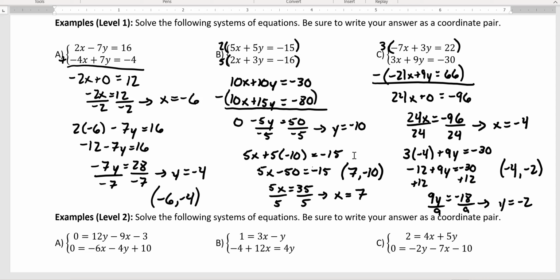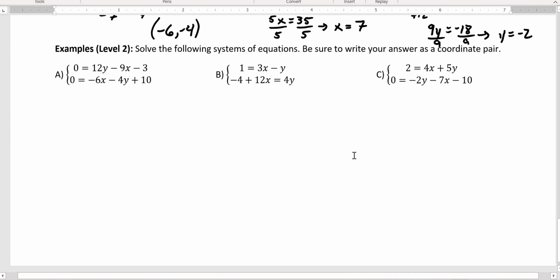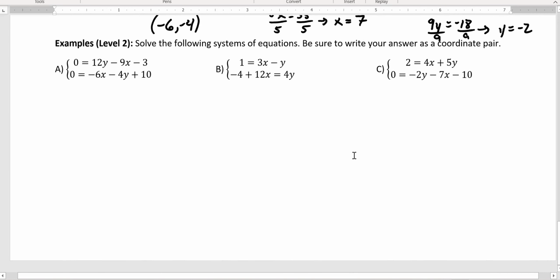There we go. All right, hopefully we're feeling good about substitution and elimination. The last thing I want us to try is equations that aren't already in standard form or slope-intercept form, equations that might be in a little different form. We can still use substitution, elimination, whichever one really works out. So that's what we're going to talk about here.